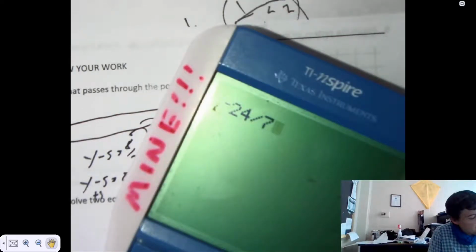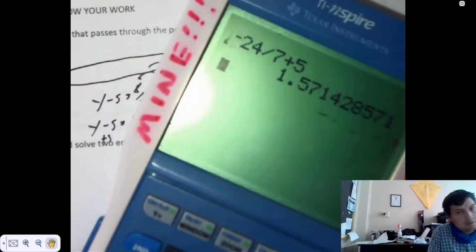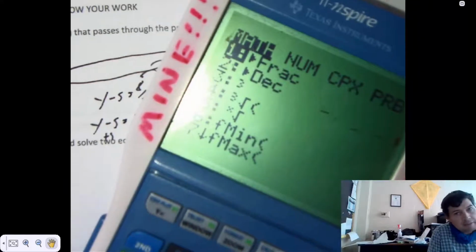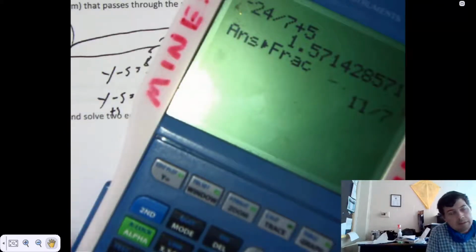Probably should have wrapped that in parentheses, but it's okay if you're just going to add a number to it. And then you press the math key, which is right there under alpha. This comes up. I'm going to press enter, way down, you know where the enter key is, twice. 11/7. So this is y equals 8/7 of x plus 11/7.